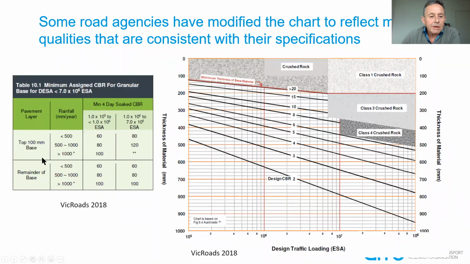And that requirement relates to the top 100 millimetres of base, and then there are other requirements for the lower part of the base course. So you can see that the design chart is also supplemented by some empirical rules about qualities of material. So we provide an adequate thickness of cover to inhibit deformation, plus we also provide certain material qualities that reflect our specification, that are again largely empirically based, based on things like gradings and plasticities. So a combination of this design chart plus empirical specifications of qualities of materials are used in using this design chart.